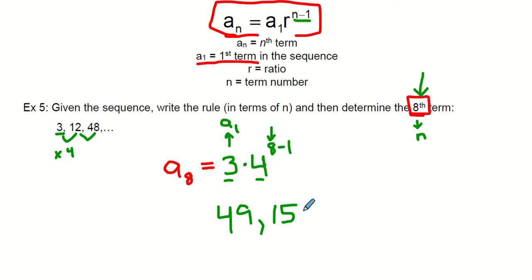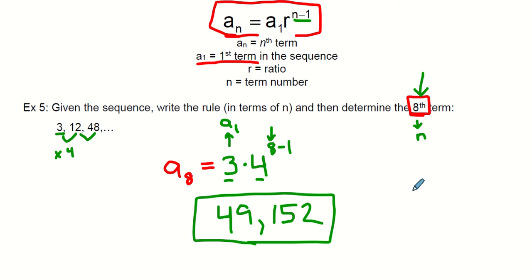49,152. And that's it. So we would say A8 equals that number. So A8 equals this. So this would be the eighth term. And again, you could have just kept multiplying by 4.